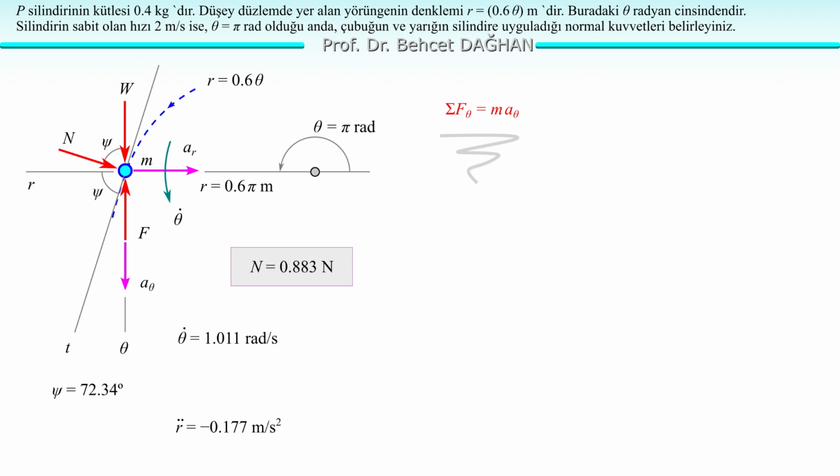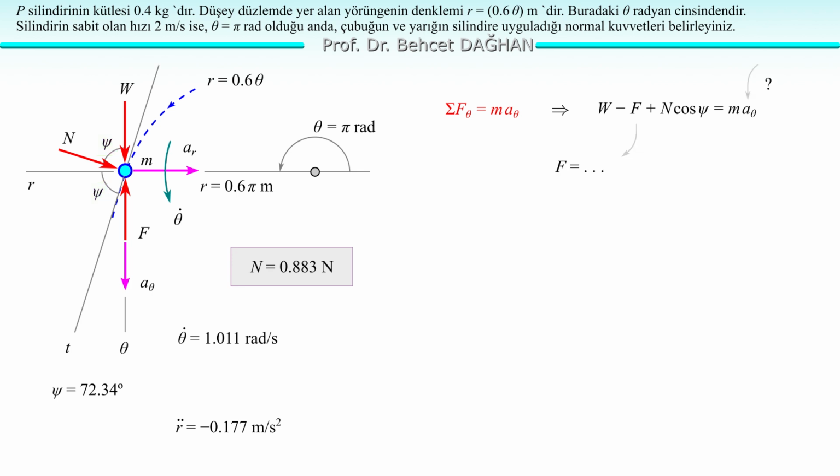We project the forces onto the theta axis. We equate them to m a theta. The gravitational force and force F are already on the theta axis. Their projections are equal to themselves, but one is in the positive direction and the other in the negative direction. The gravitational force is in the positive direction of the theta axis. Force F is in the negative direction. Therefore, W minus F. The projection of the normal force N is N cosine psi, which is in the positive direction. W minus F plus N cosine psi equals m a theta.